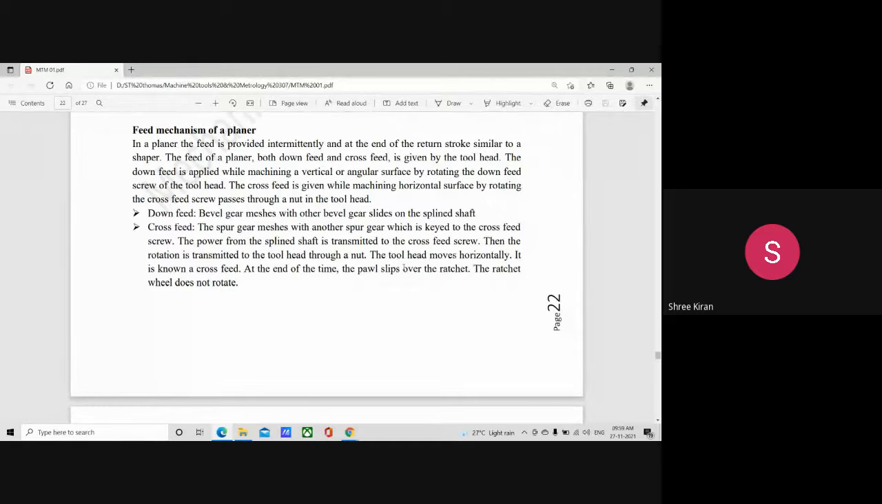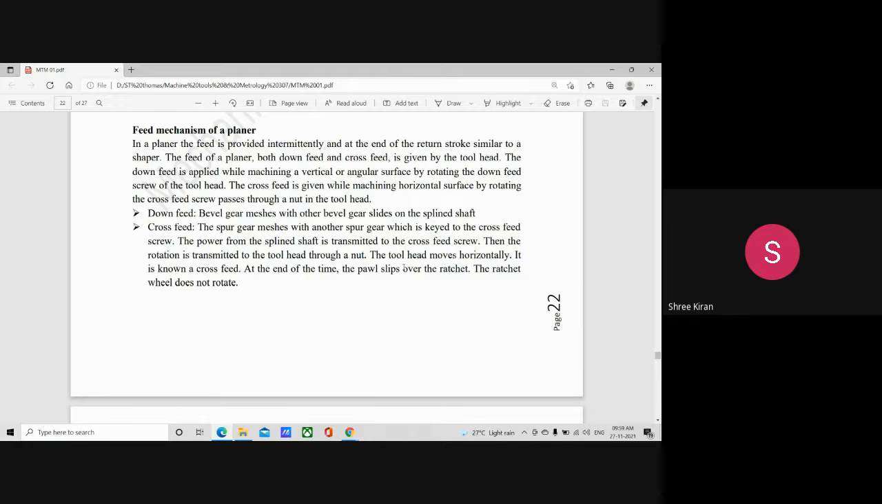There is a vice versa here, and we have to understand correctly. We have both the down feed and the cross feed. The down feed is applied while machining a vertical or angular surface, by rotating the down feed screw of the tool head. But in the case of the cross feed, we machine a horizontal surface by rotating the cross feed screw through the nut in the tool head.